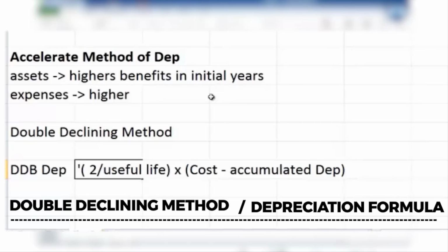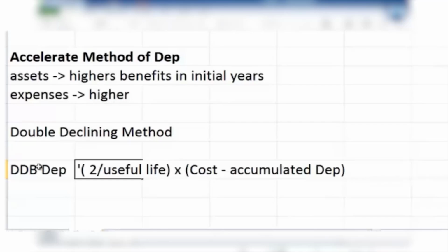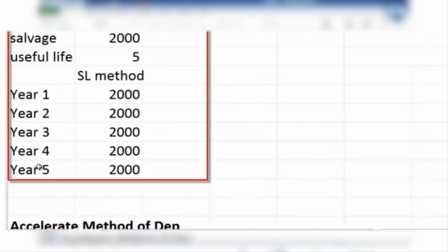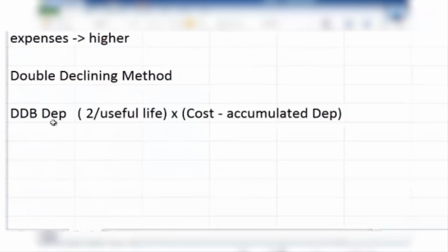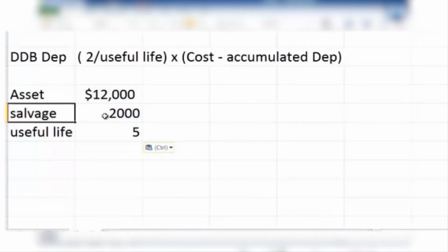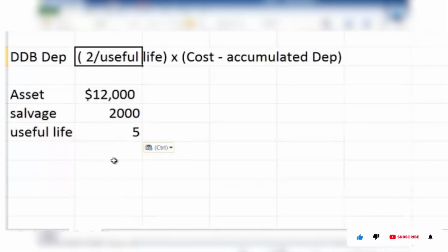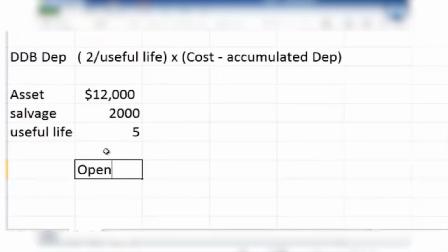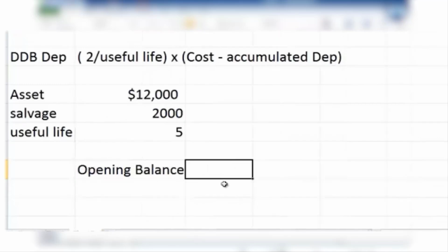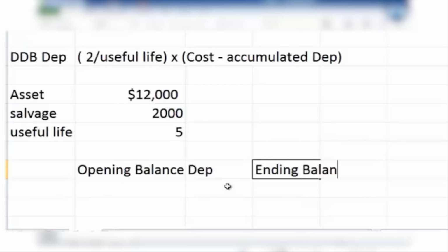Let us try to apply the same double declining method to the same asset that we looked at earlier. In that asset, we had the asset value as 12,000, the salvage value was 2,000, and the useful life is 5. So let's apply this method. For this I'll create a table first. This table will consist of the opening balance, then the depreciation, and then we also require the ending balance. So what happens in year 1?